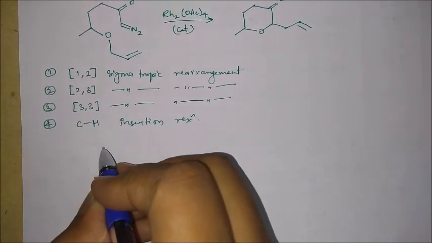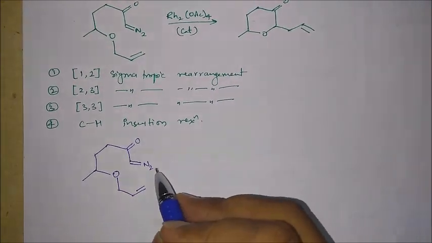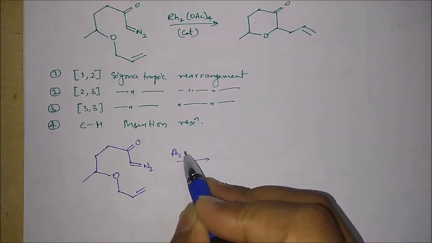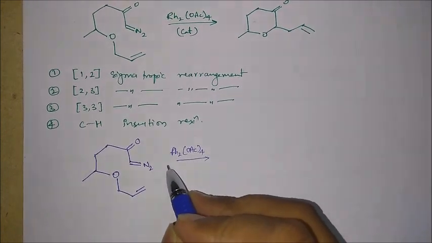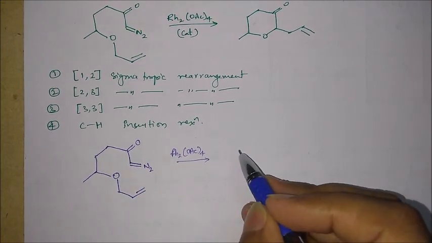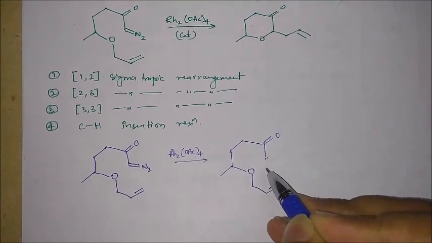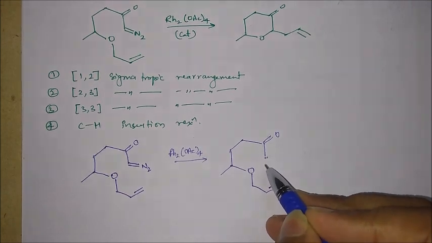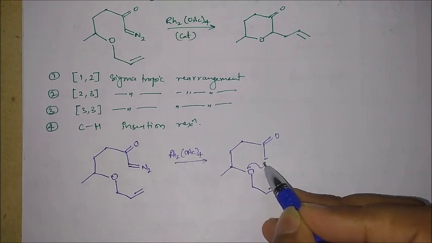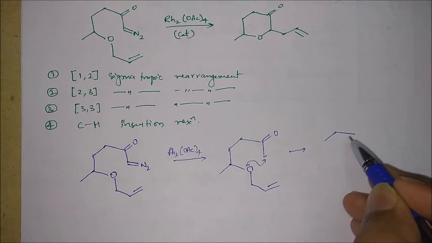So we'll just draw the compound. All right, so we have this compound which is given in the question, and in the presence of this catalyst, that is Rh2(OAc)4, nitrogen gas will evolve and you will get a carbene over here. So you will get a compound like this. So this is your carbene. Now the oxygen has a lone pair of electrons. So what will happen, it will donate a lone pair of electrons to form a bond over here, and the product you will get will be somewhat like this.